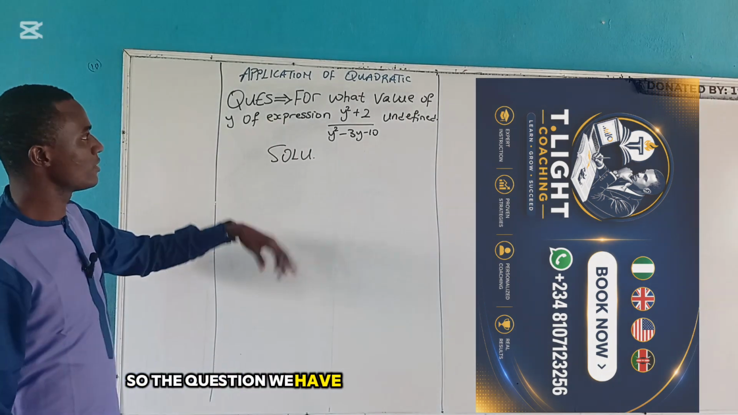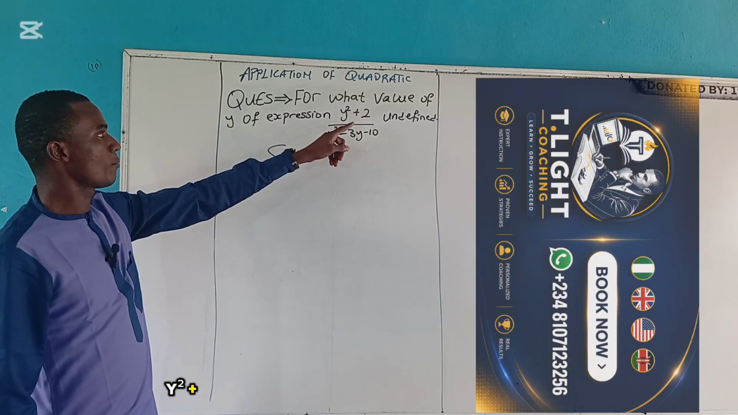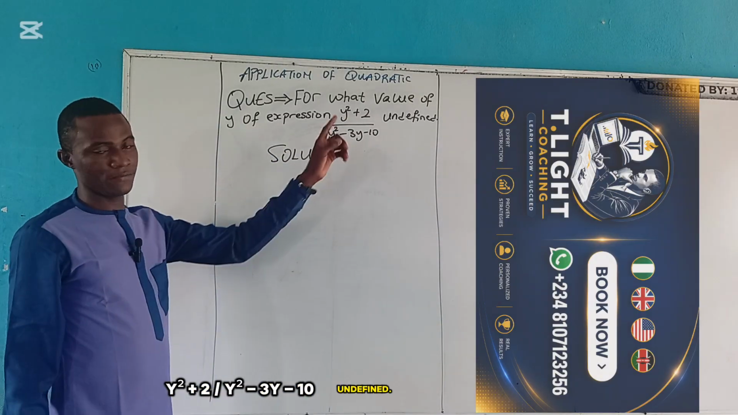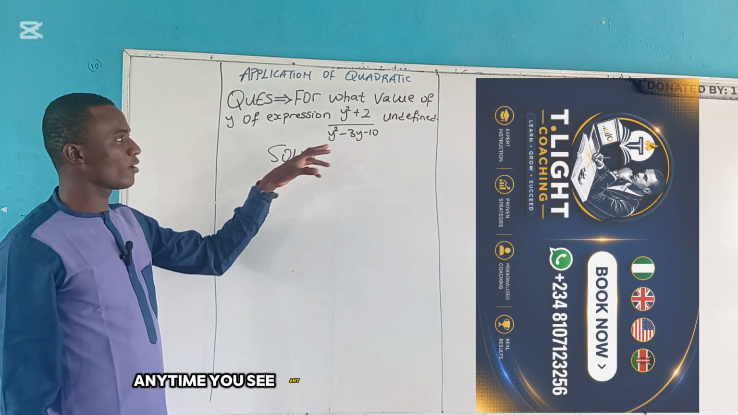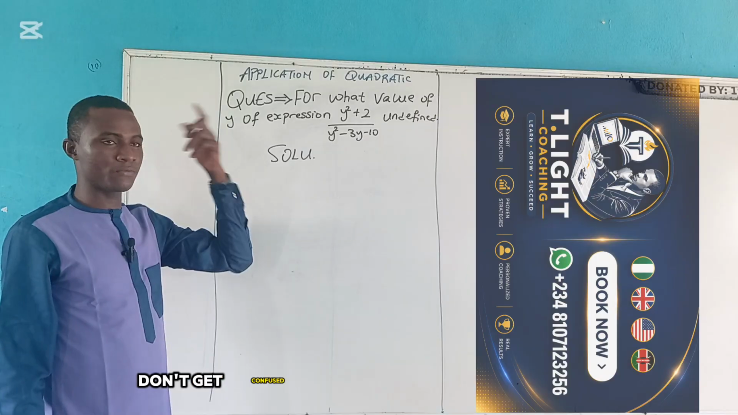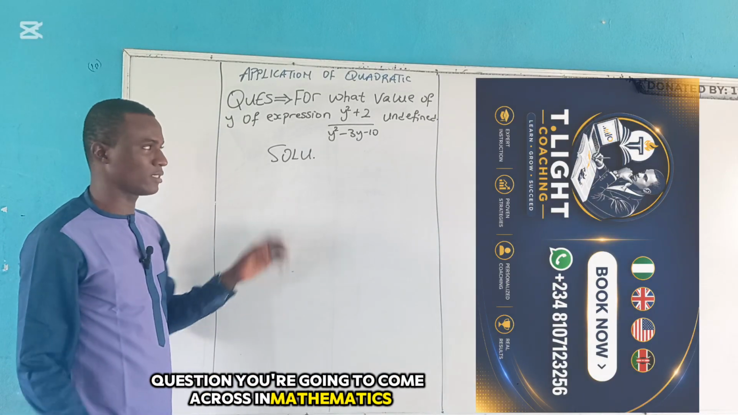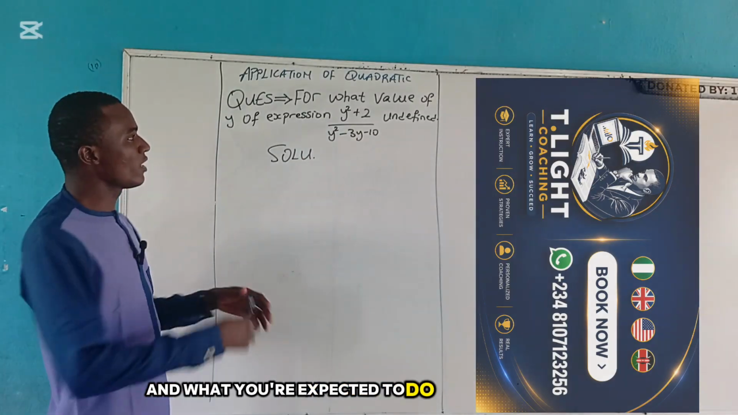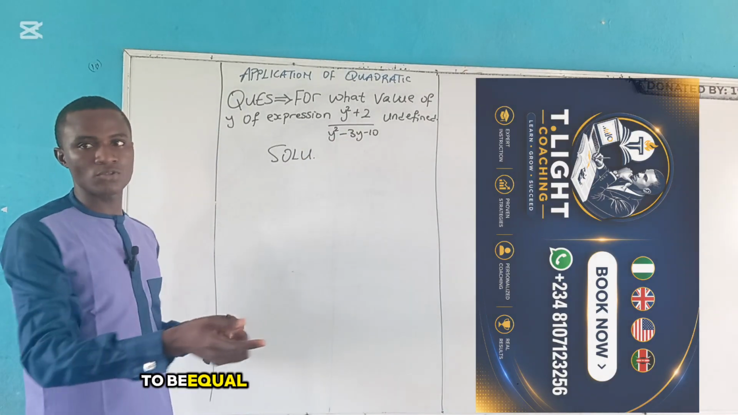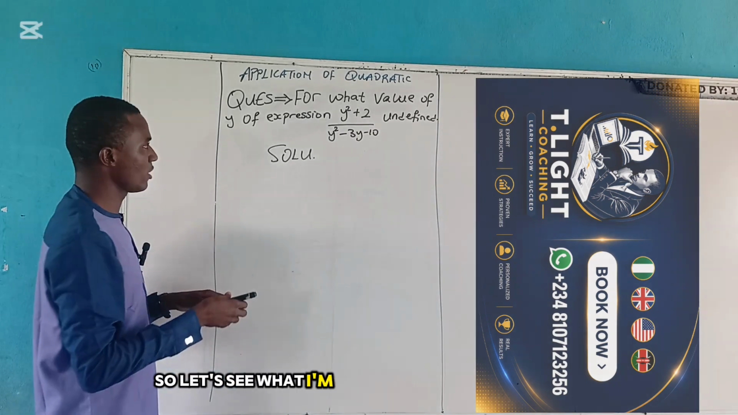So the question we have is, for what value of y is the expression y squared plus 2 all over y squared minus 3y minus 10 undefined? Anytime you see any question that ends with undefined, don't get confused. It's one of the simplest questions you're going to come across in mathematics, and what you are expected to do is to equate the denominator of the expression given to you to be equal to 0, then you get the value of the unknown.